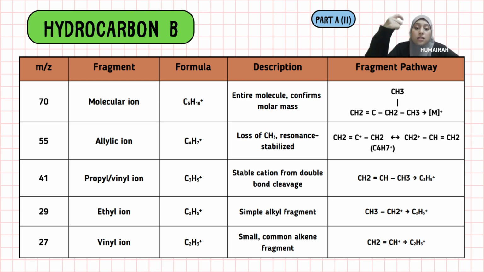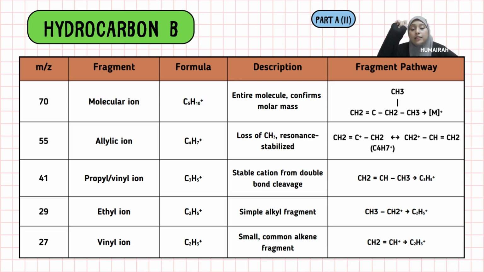So it is a resonance stabilized allylic cation, which is very common in alkenes. And then at m/z 41, the propyl or vinyl ion, this ion results from a cleavage near the double bond, which produces a stable C3H5 cation. So this is a very typical fragment for alkenes.